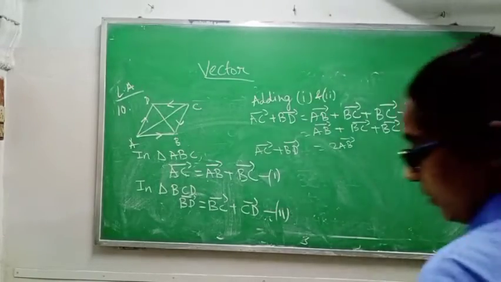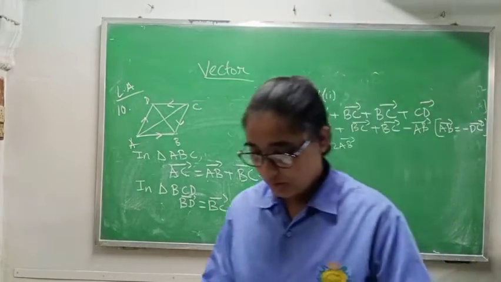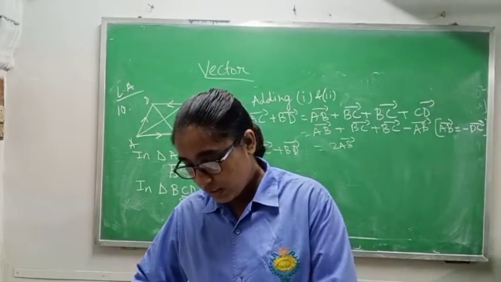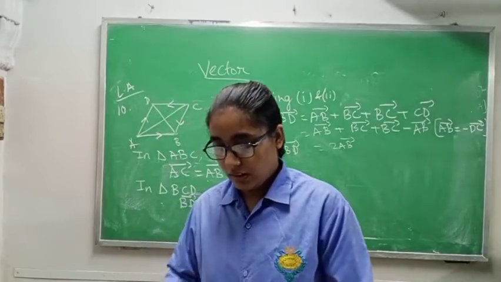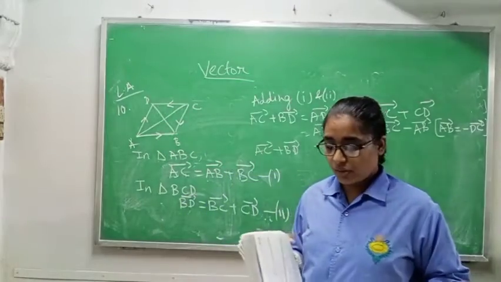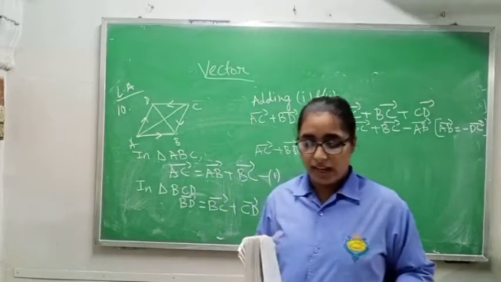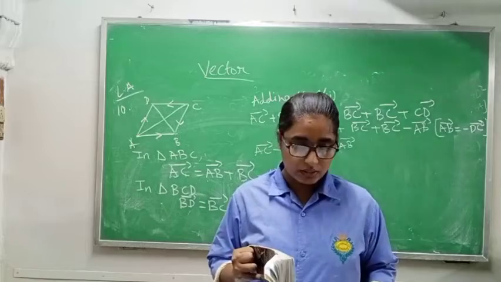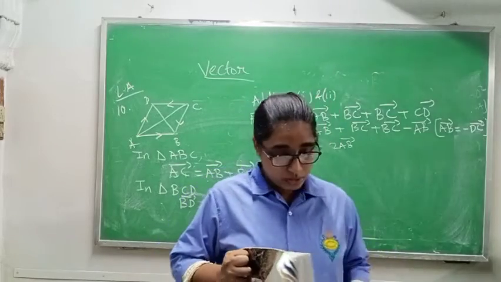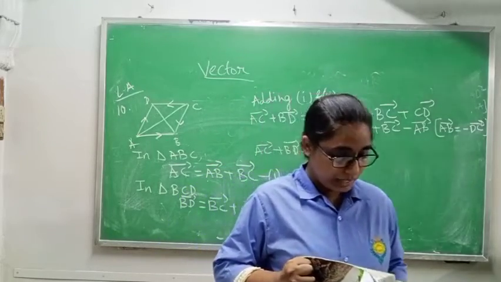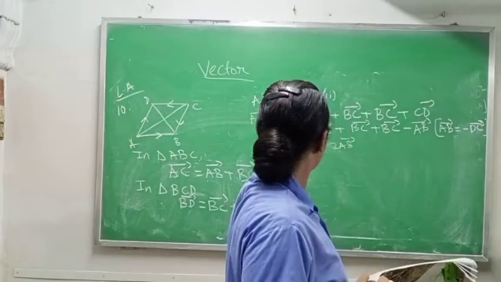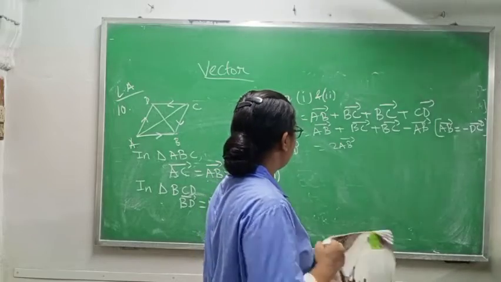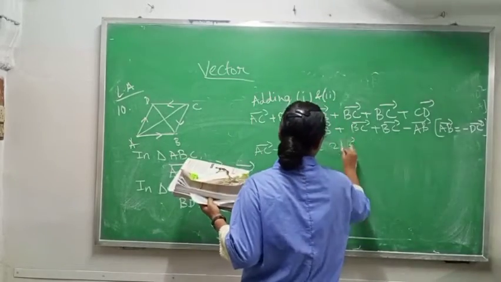Now class 12, read long answer question number 10. In this one there are two parts. AC and BD are the diagonals of a parallelogram ABCD. Prove that AC vector plus BD vector equals 2BC vector. Okay, and one more is AC vector minus BD vector equals 2BC vector. Okay, so you have to prove.